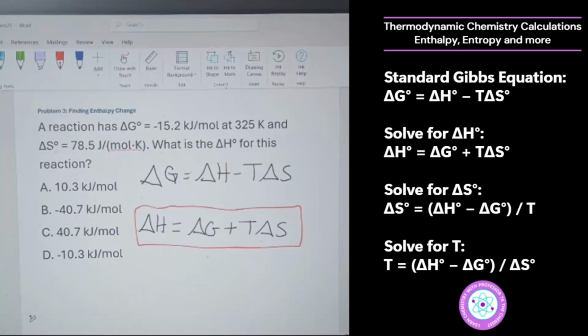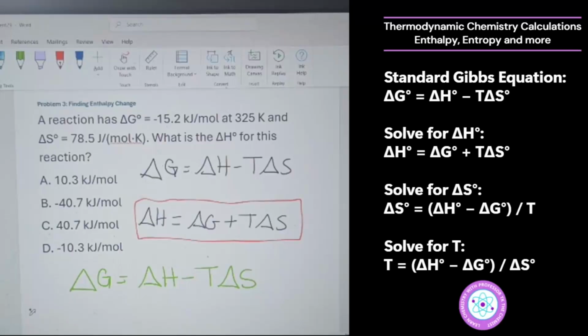So now let's go ahead and look at what we got. A reaction has a delta G of negative 15.2 kilojoules per mole at 325 Kelvin, and delta S is 78.5 joules per mole dot Kelvin. What is the delta H for this reaction?